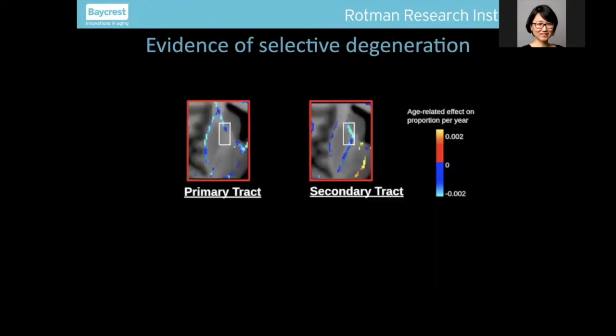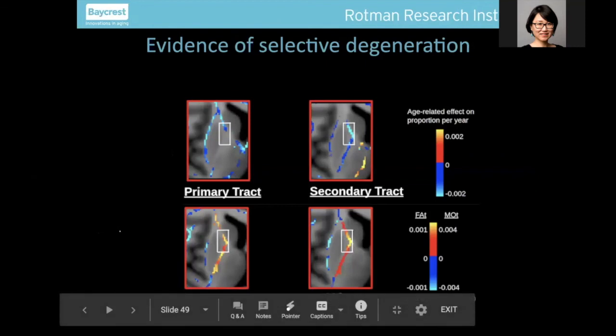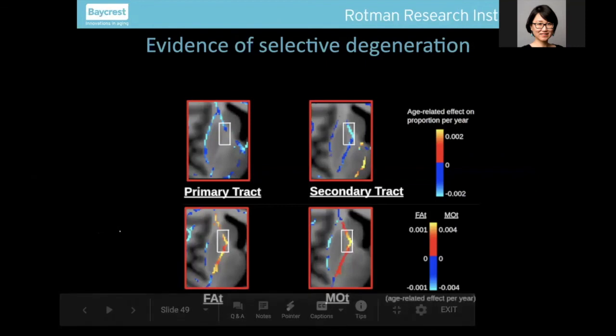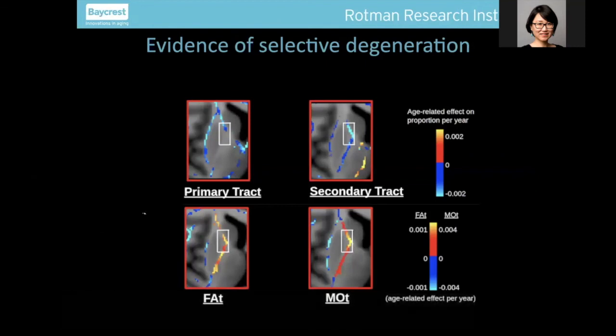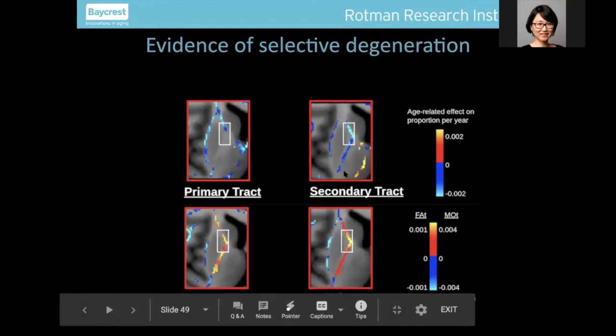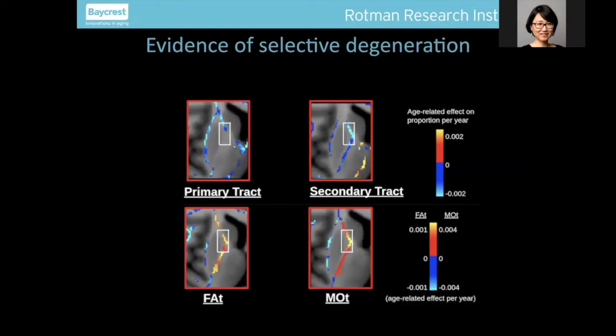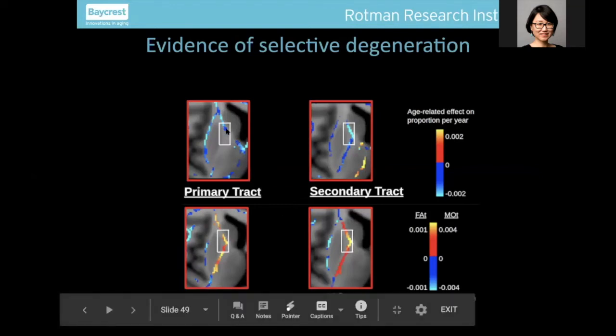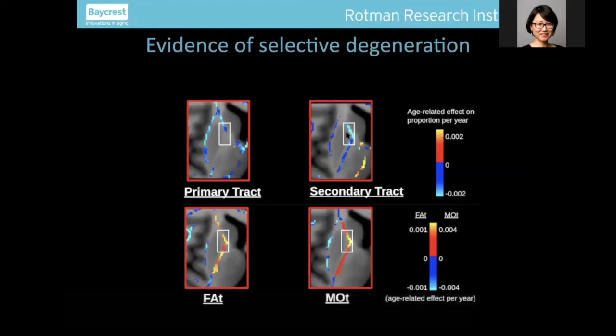So just to confirm that fact, we also ran bedpostX, which is FSL's tractography tool. So we are now able to look at the primary tract population versus the secondary tract. You can see that there's no change in the primary tract in this little rectangle here, where there's a decrease in the secondary tract. So this sort of corroborates what we were thinking is happening.